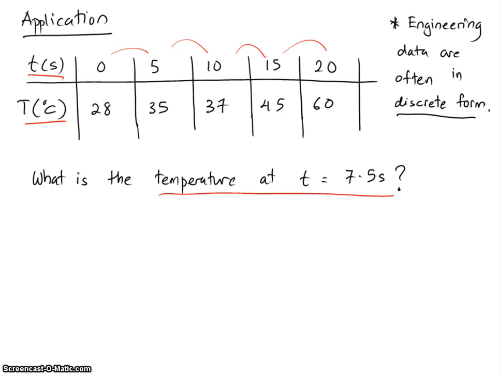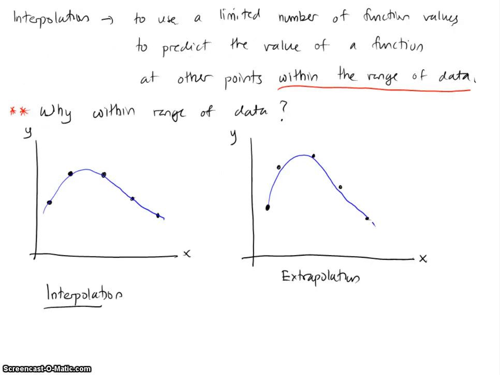In fact, you would have dealt with interpolation when you were doing your thermodynamics. Remember when you're given the steam table and you're supposed to find the properties of water at a given temperature, but that temperature is not given to you in the steam table, you do a simple linear interpolation. That itself is an interpolation. So by definition, interpolation is basically to use a limited number of function values to predict the value of a function at other points within the range of your data.